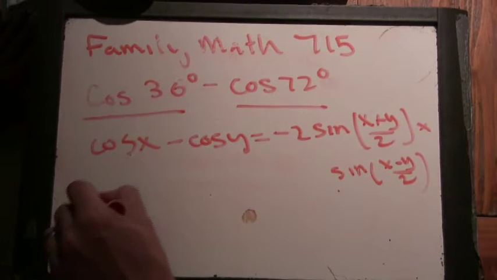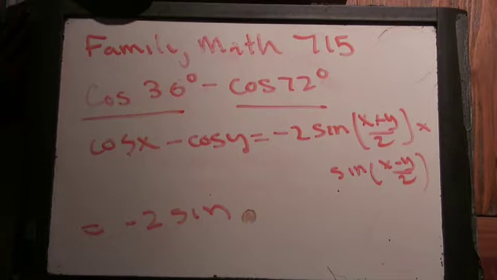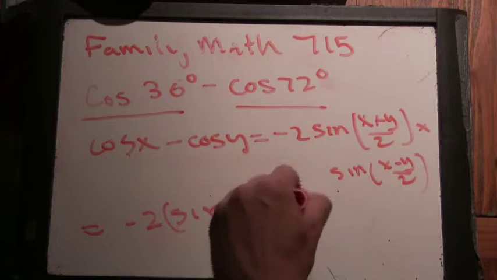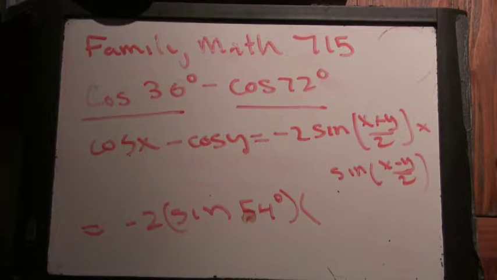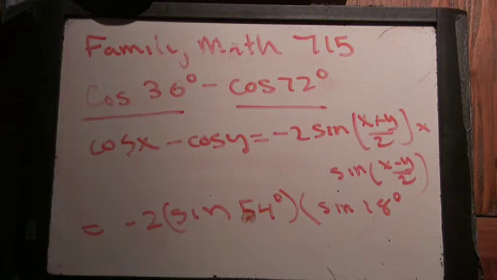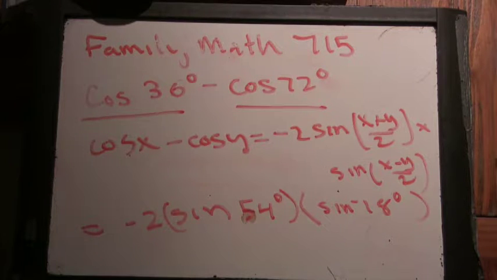So this equals minus 2 times sine of 108 divided by 2, so that's 54 degrees, times sine of 18 degrees. Well, what are we going to do? No, it's negative 18. Okay, there you go. So you've got to be careful with the signs. So we got sine of minus 18 degrees.